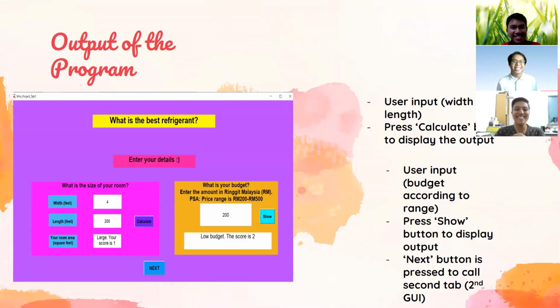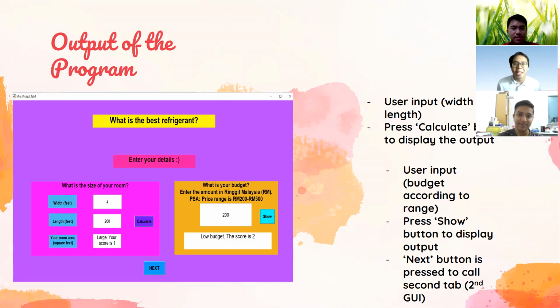Okay, so Delson here, and I'll be talking about the output of the program. So in the first step, the user, or in this case, the customer, will input the value of width and length in the provided edit boxes. Then by pressing the calculate button, the results will display in the static box, which is below the box of the length. The output will then display the size of the room and the score based on the value that the user input.